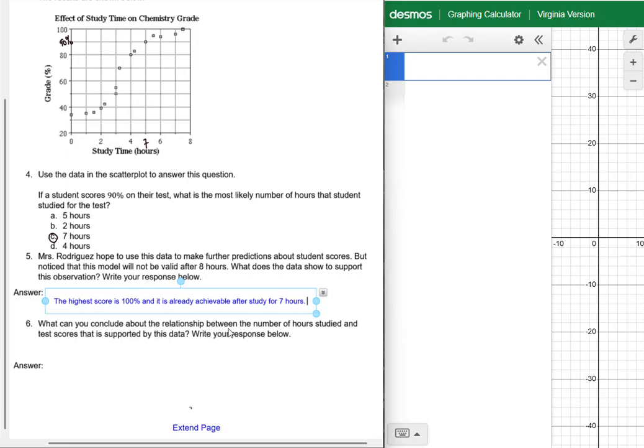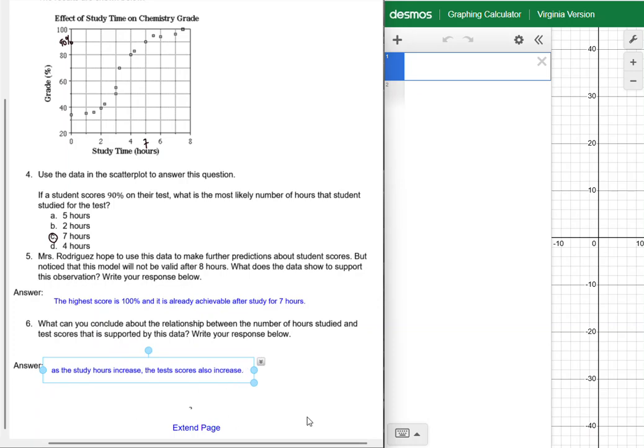What could you conclude about the relationship between the hours studied and the test scores? Well, it seems like as the study hours increase, the test scores also increase. Okay, right, so that's that.